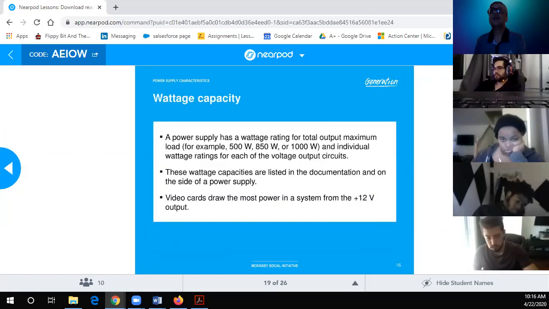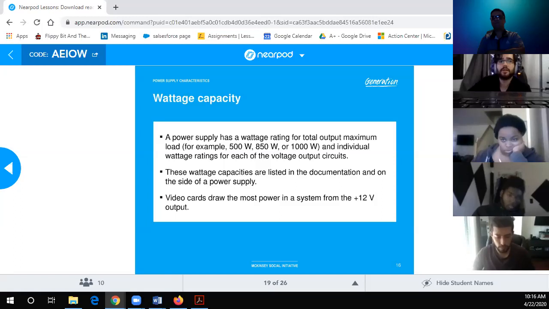Okay. Slide 19, wattage capacity. If you can help me with this slide, Lázaro. Wattage capacity. A power supply has a wattage rating for total output maximum load, for example, 500 watts, 850 watts, or 1000 watts, and an individual wattage rating for each of the voltage output circuits. These wattage capacities are listed in the documentation and on the side of the power supply. Video cards draw the most in a system from the plus 12 volts output.